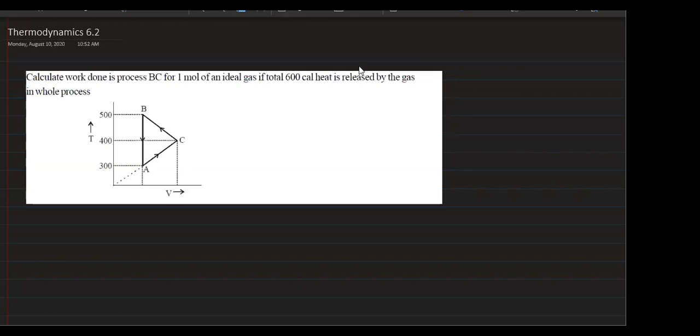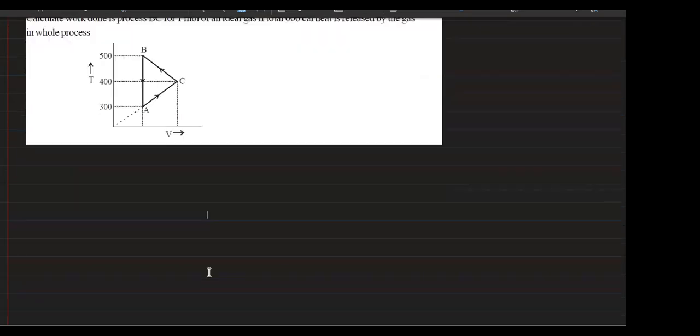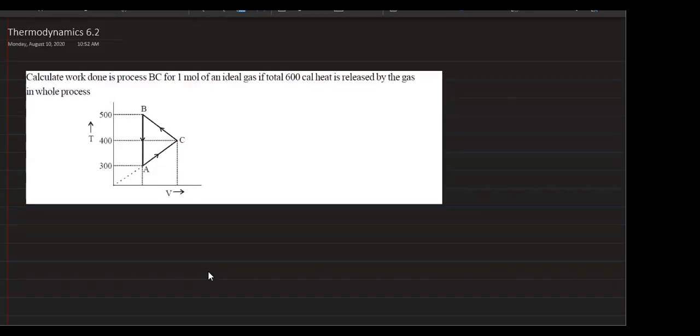So see, as we know, in cyclic process the starting point and end point is same. Yes or no? That's what happens in cyclic process. The path doesn't matter, whatever the path is, the starting state and end state are same. So if starting state and end state are same, got it?